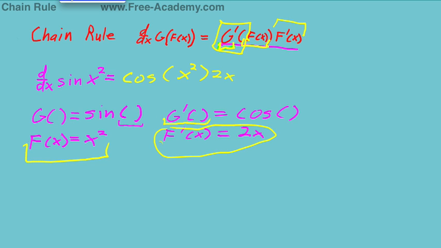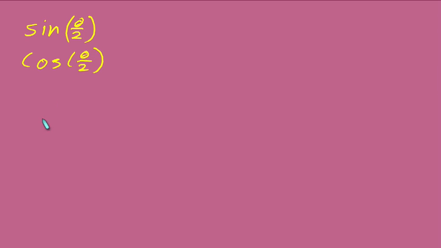Now I'm going to bring up a new pad here, and we're going to do the half angle identities for sine and cosine. Sine of theta over 2, cosine of theta over 2, and we'll do our double angle identities too. Sine of 2 theta and cosine of 2 theta. These are simple chain rules.